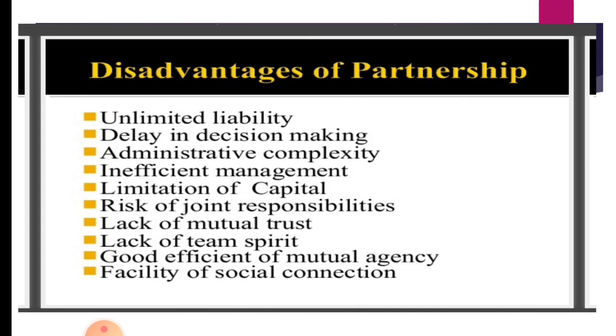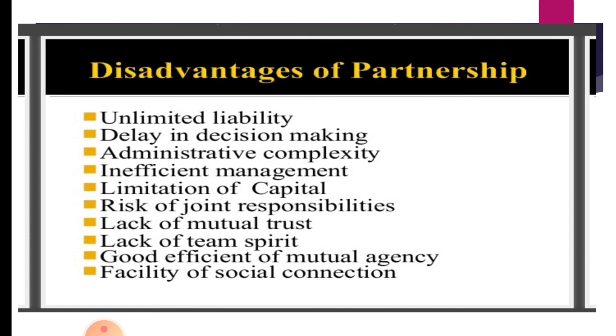Administrative complexity. On the administration side, if the partners did not have the capacity to run the business, that is, if they don't have the proper skill to manage a business, it might suffer a loss. Inefficient management, again the same point. Limitation of capital. Suppose the partners are not willing to contribute beyond a certain level, then the capital required for expansion of business is not possible. Risk of joint responsibilities.